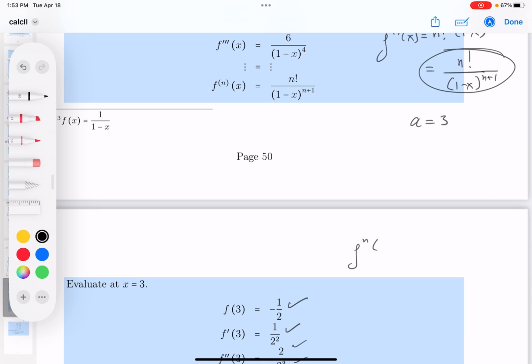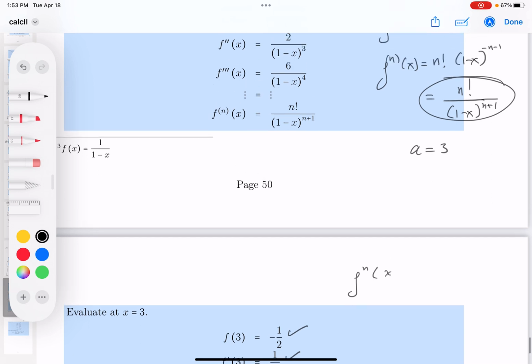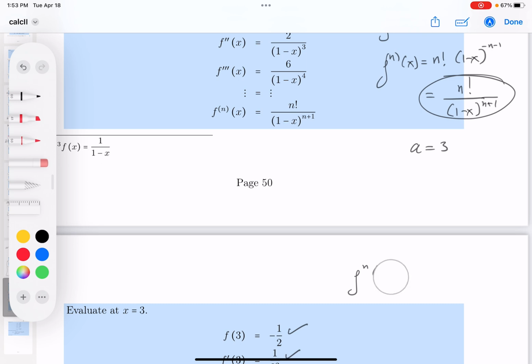So f^(n), whoops, didn't mean to put that down. Simple pattern. That's going to be n. Oh, no, I'm sorry, it's 3, not 2. I had 2 in my brain. That's going to be n factorial. And then what do you get over there? You get minus 2 to the n plus 1. That looks strange, doesn't it? So I'm going to write it a little bit differently.